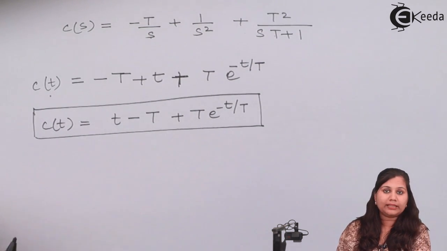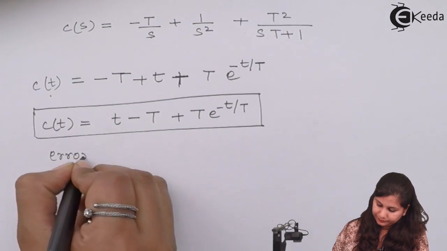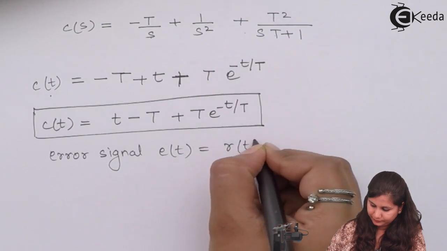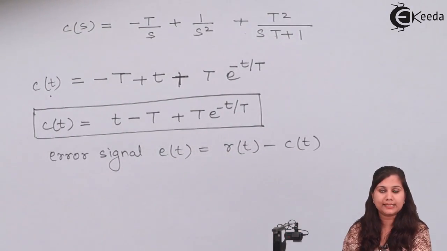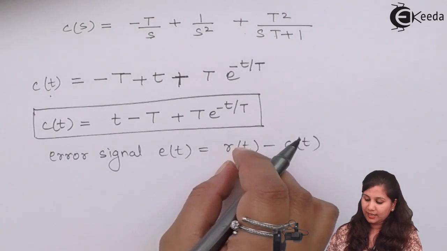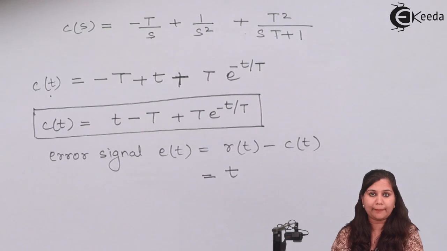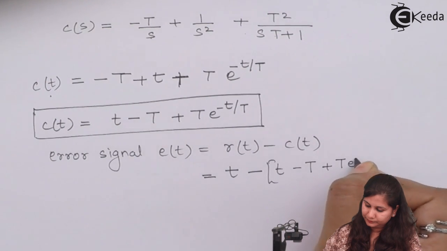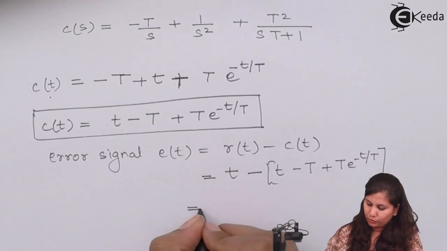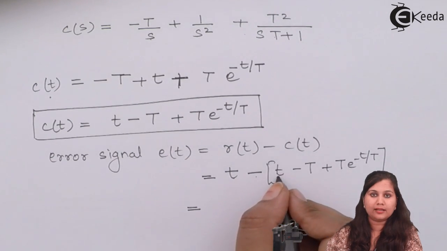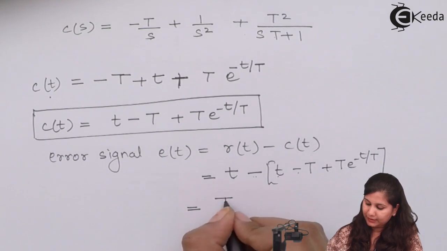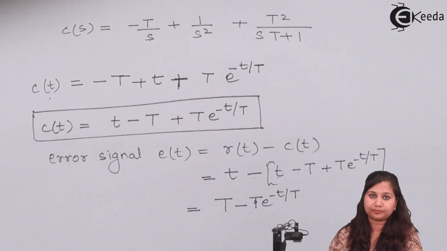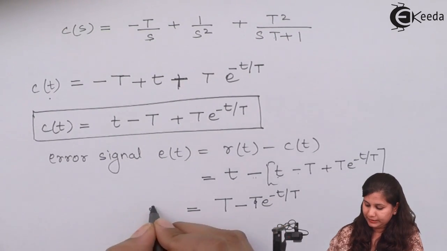Now the next step will be to calculate the error signal. So the error signal is r(t) minus c(t). r(t) is the input signal, which is t for unit ramp, and c(t) we have already calculated here. So if we open the bracket, it will be t minus t, that can be cancelled, minus minus plus T, and minus plus minus T e raised to the power minus t by T. So this is the error signal, e(t).